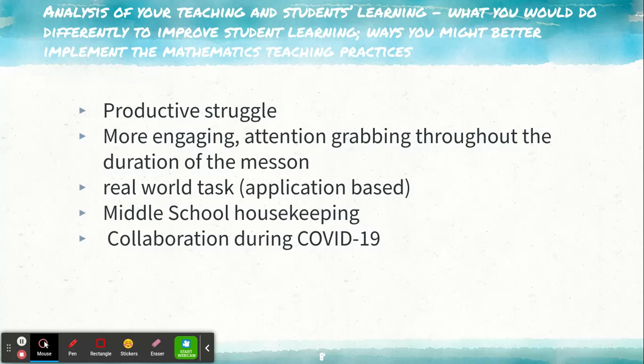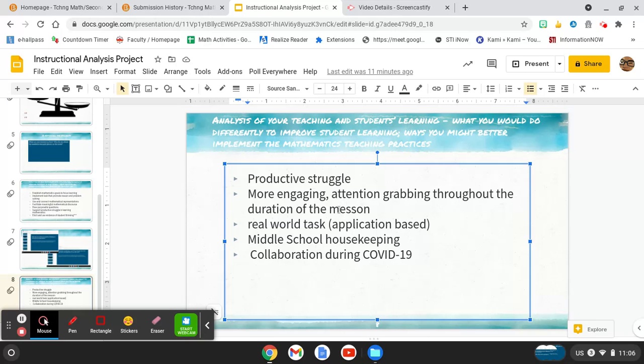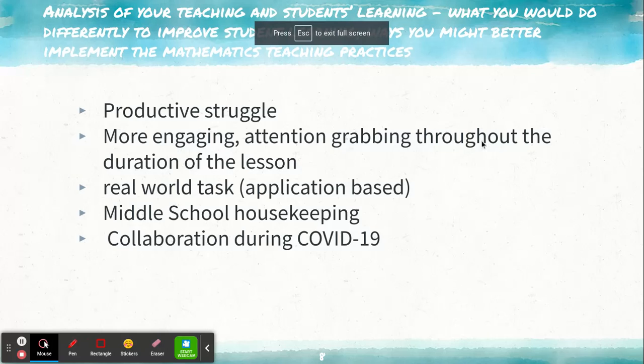More engaging, attention grabbing throughout the duration of the lesson. I apologize. I think that during this lesson, there were times where my students did not necessarily relate this to a real world task. I did provide the justice scales, and we tried to relate them to the scales that we see in the grocery store when we weigh our vegetables, and that did help them to understand where the concept of weight came from.